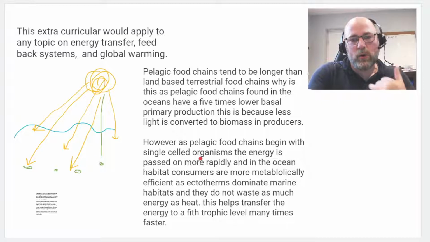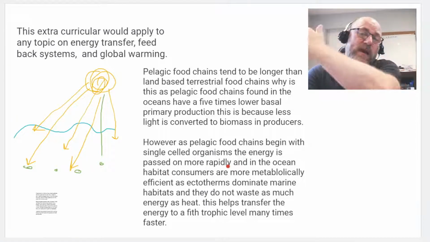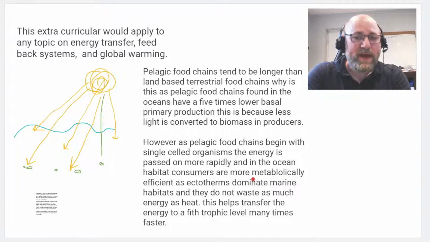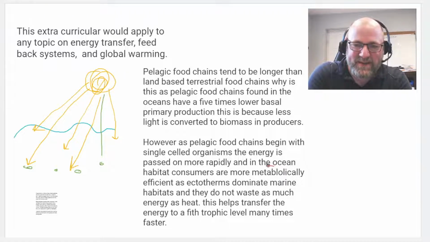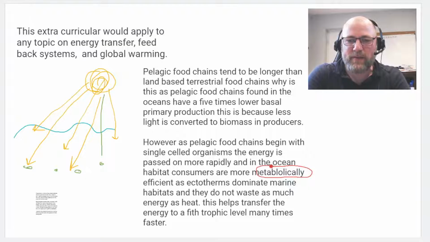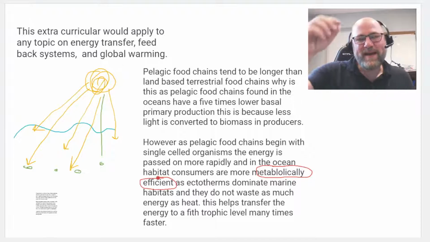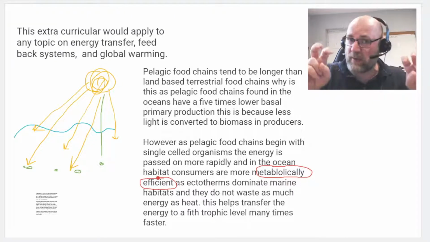So they're going to absorb it really rapidly, and the speed of energy transfer through an oceanic food chain is a lot more rapid. Also, they are more metabolically efficient. That's because organisms in the sea are known as ectotherms, keyword.